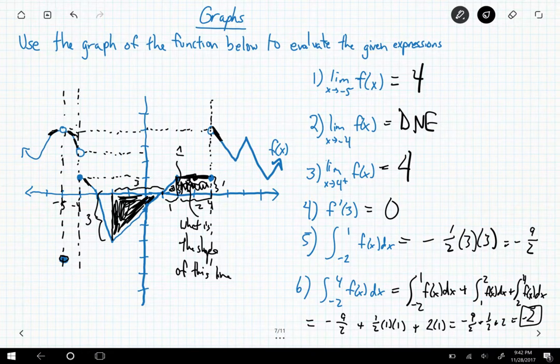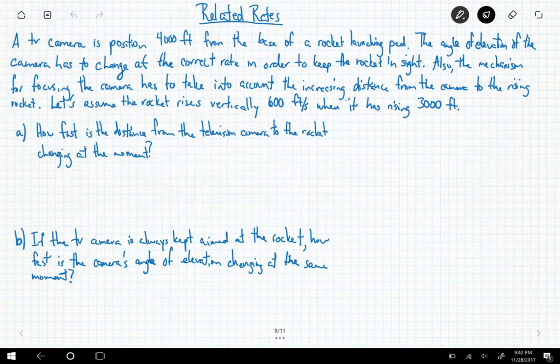Alright, now let's get to some word problems. Related rates time. So let's say a TV camera is positioned 4,000 feet from the base of a rocket launching pad. What helps me at least, and it doesn't have to help you, whatever you prefer, as long as it works, that's great. But say we have a rocket launching pad. So there's the rocket launching pad. And then we have a television camera.